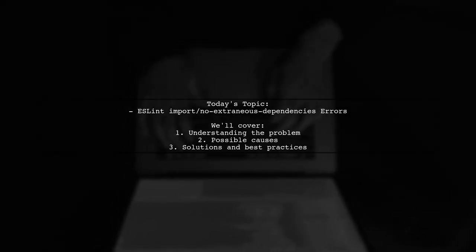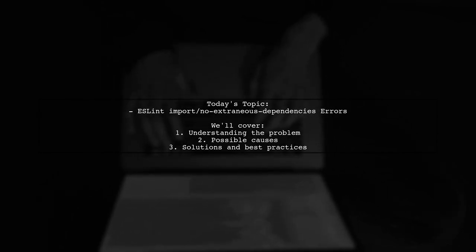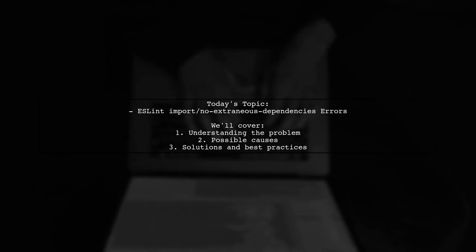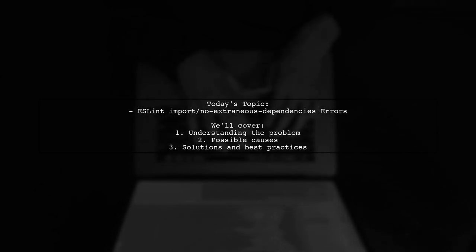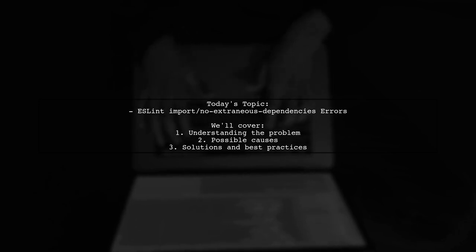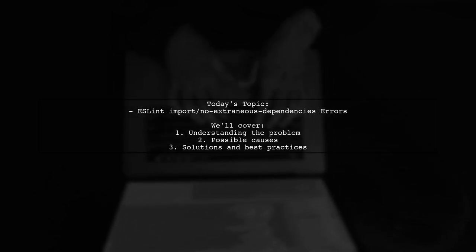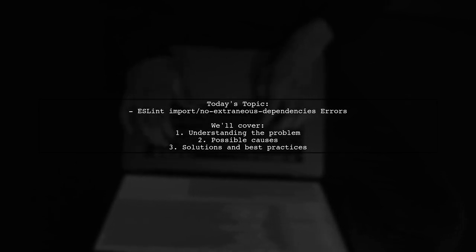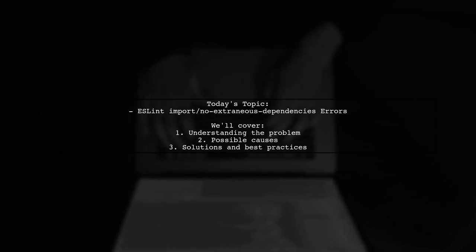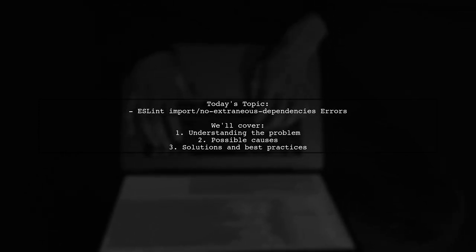Today, we're tackling a frustrating issue that many developers encounter when using ESLint. Our viewer is facing import errors for packages that are already installed. Specifically, they're seeing messages indicating that Joi and Lodash should be listed in the project's dependencies, even though they are present in the package.json file. Let's dive into this problem and explore why it happens and how to fix it.